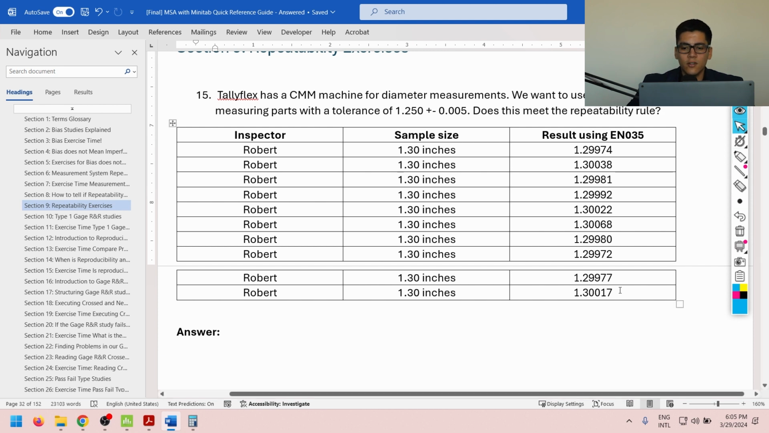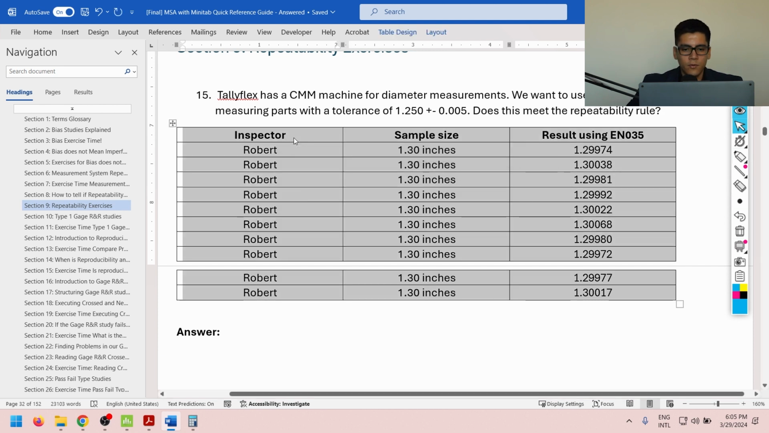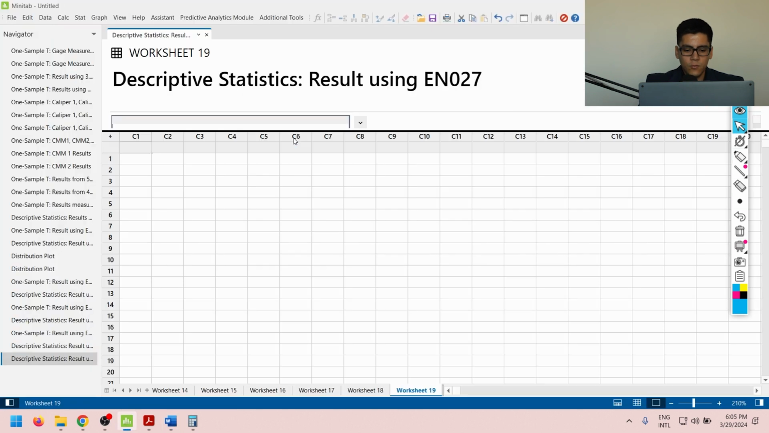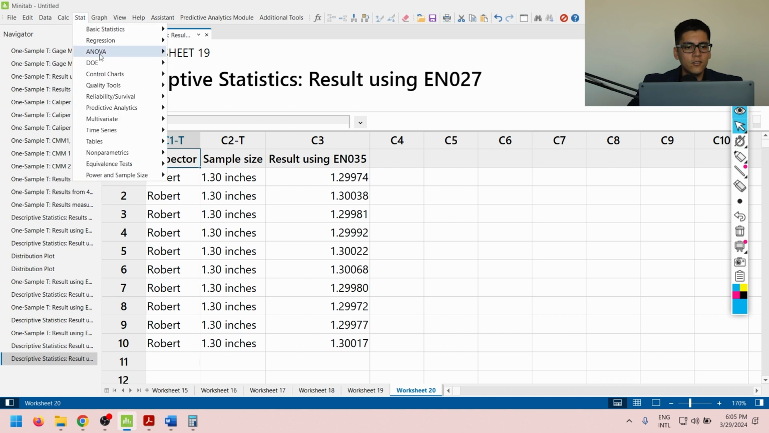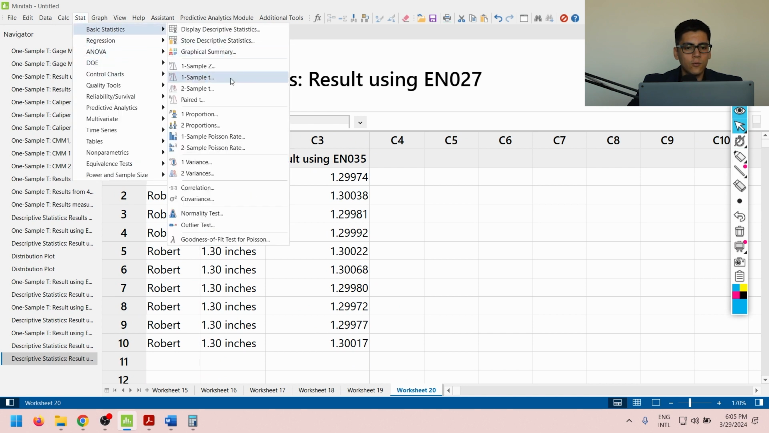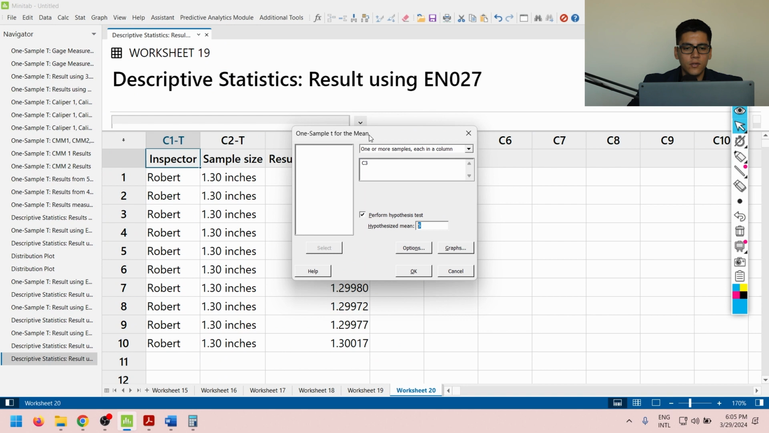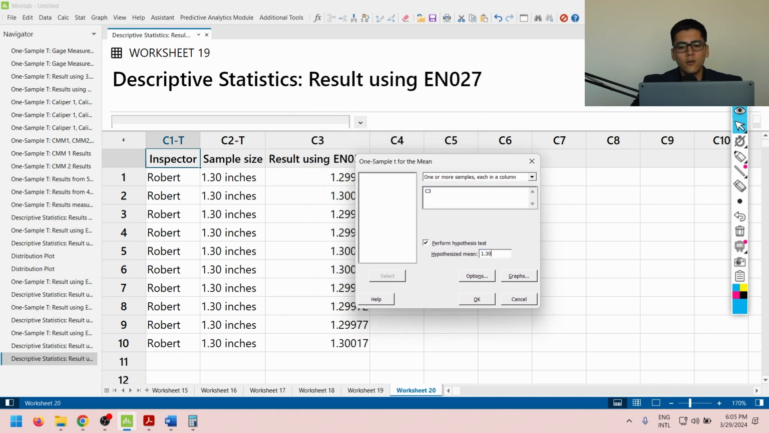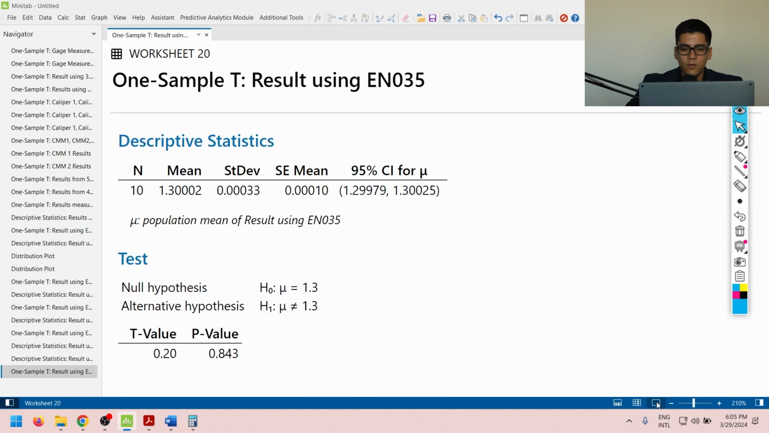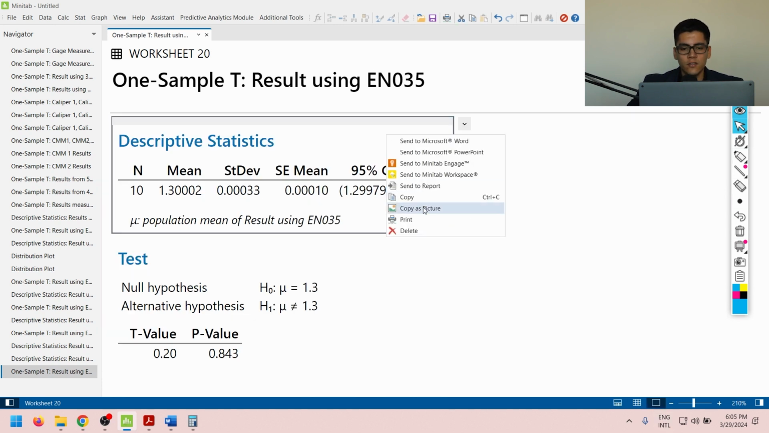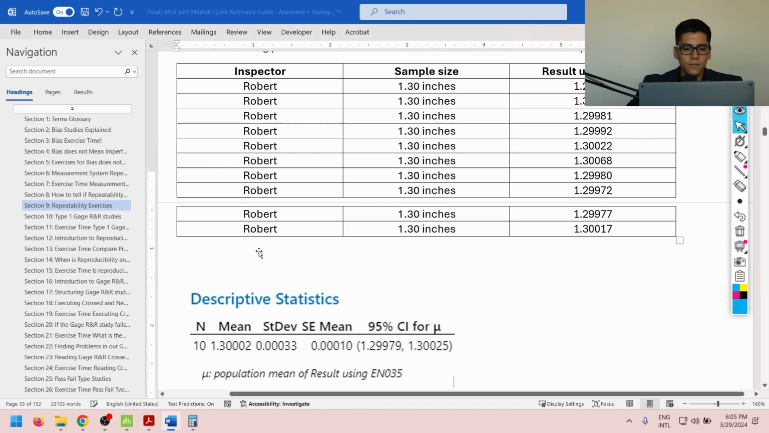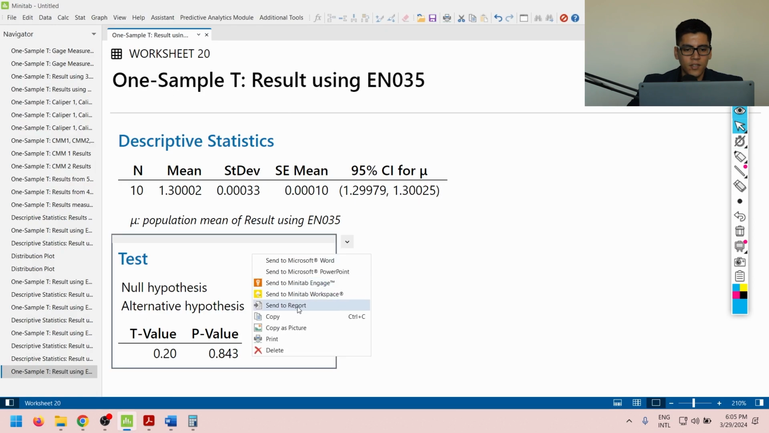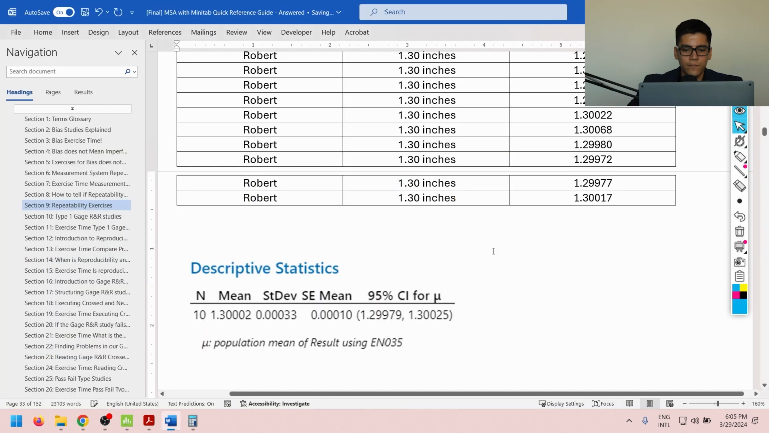So all the results are shown here. We will now take our information and paste it over into a brand new worksheet. We will proceed to do Stat, Basic, One Sample t-test, C3, and our golden sample measures 1.30 inches. From here, we can review our information. I'm going to copy the information as a picture, as shown right here. I'm going to copy this as a picture as well.